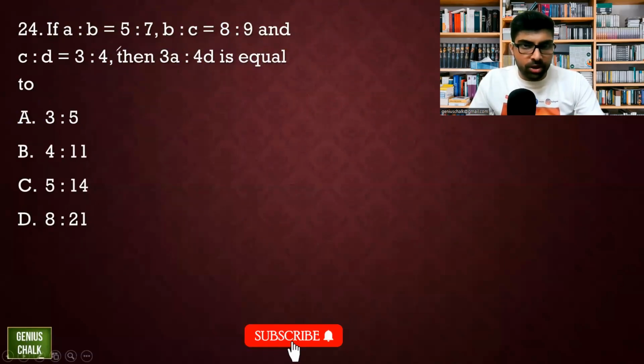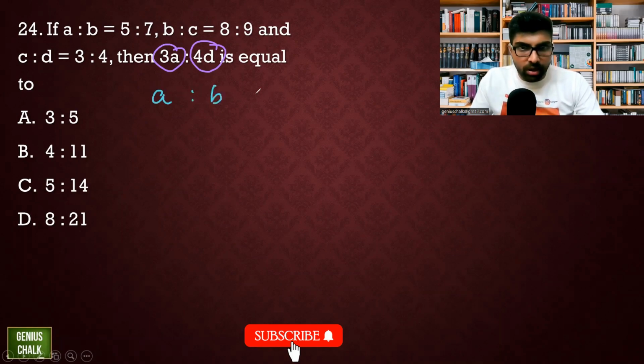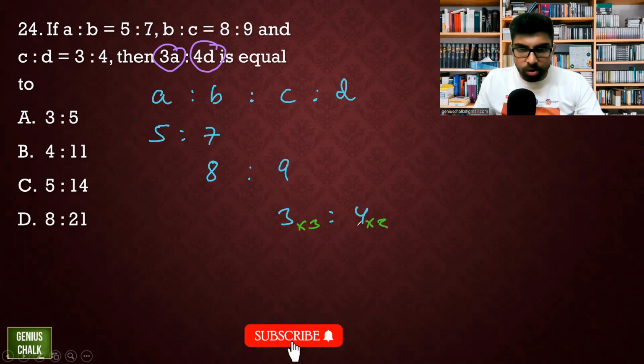A is to B, B is to C, C is to D. Now 3A is to 4D. So this also we need to check. Now I have told you the basic way. Earlier it was A is to B is to C is to D. What I have discussed, let's do that first, then the shortcut. 5 is to 7, 8 is to 9, and 3 is to 4. I have told you to make this middle one same. So 3 into 3, so 4 also into 3. Now this is into 1, this is into 1.